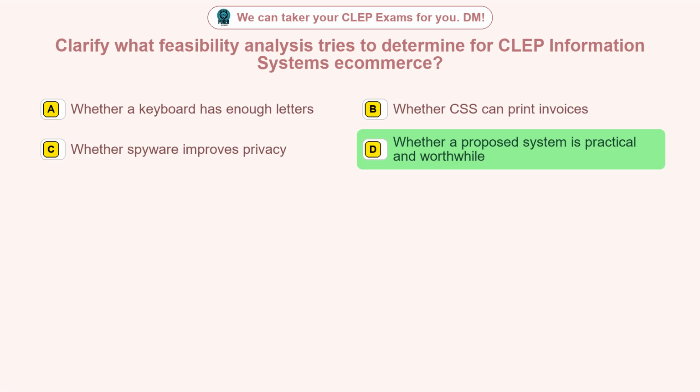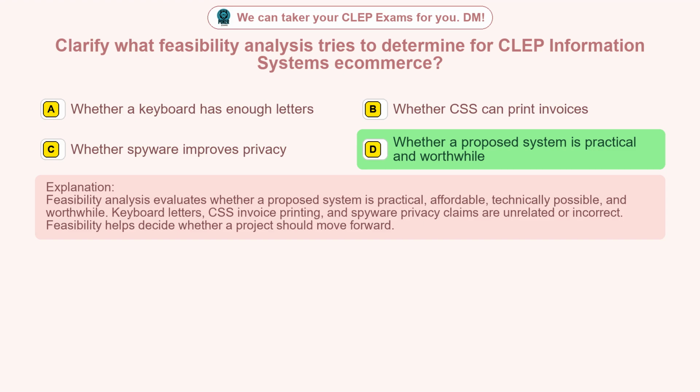The correct answer is option D. Whether a proposed system is practical and worthwhile. Feasibility analysis evaluates whether a proposed system is practical, affordable, technically possible, and worthwhile. Keyboard letters, CSS invoice printing, and spyware privacy claims are unrelated or incorrect. Feasibility helps decide whether a project should move forward.